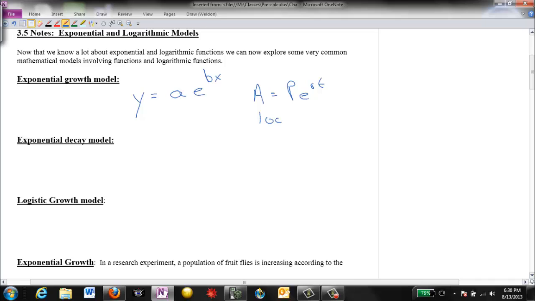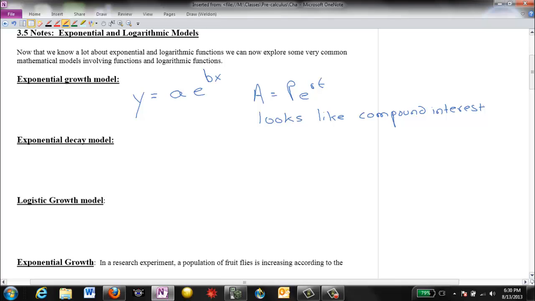So it looks like the compound interest formula, right? And it should, because any compound interest model is an exponential growth model. When we talk about compound interest, you have money that's growing exponentially. So it's an example of exponential growth.